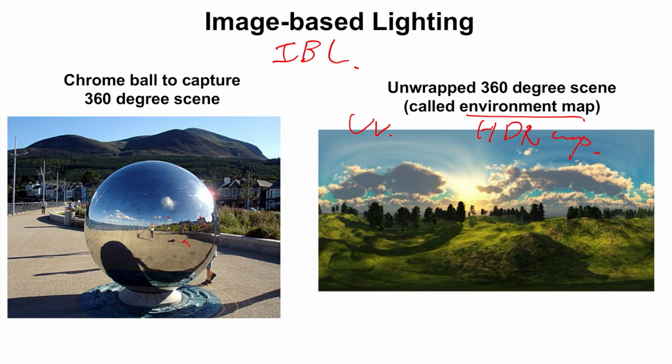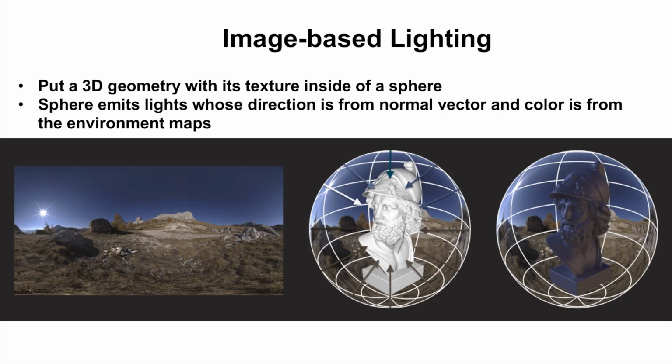Image-based lighting is very widely used these days for lighting. We capture the 360 degree scene using the chrome ball, and then we unwrap this captured 360 degree scene to the UV space, which is called an environment map. And then we can use this unwrapped environment map for image-based lighting. We put 3D geometry with its texture inside a sphere. Let's say our environment consists of a very huge sphere, and then we can put some 3D geometry inside the sphere, where each sphere has these unwrapped UV maps, right?